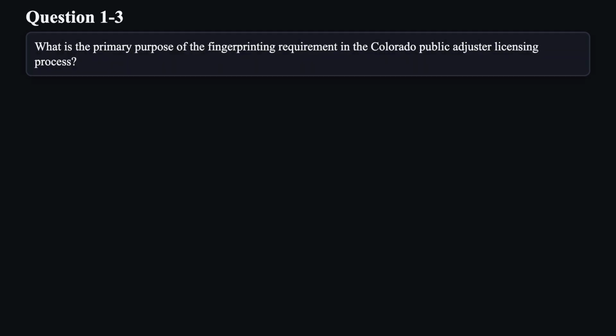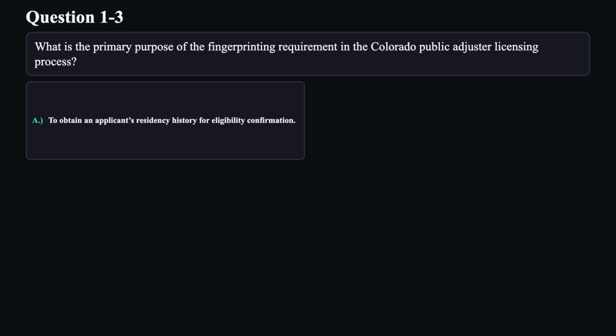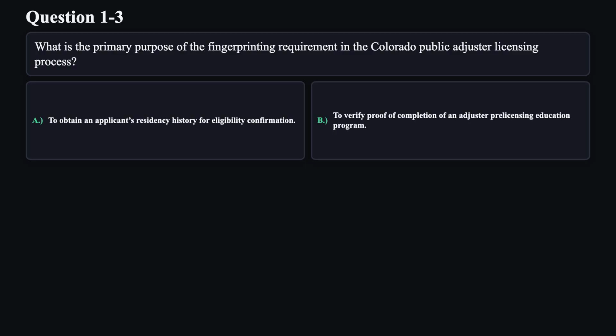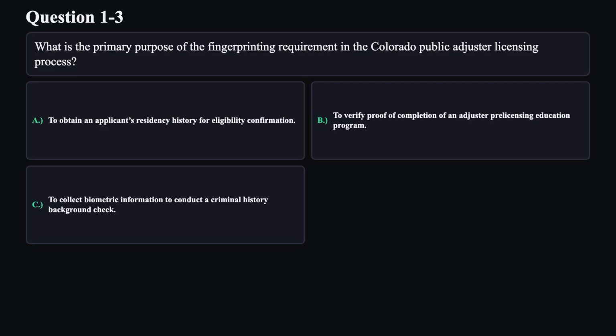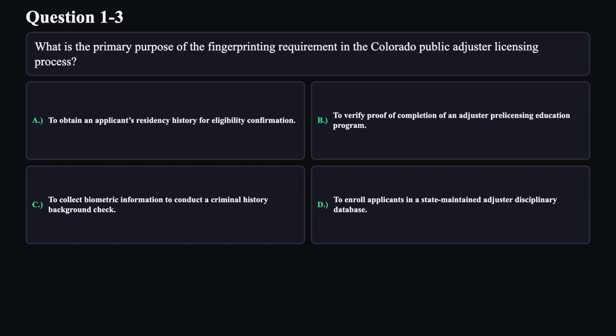Question 3. What is the primary purpose of the fingerprinting requirement in the Colorado Public Adjuster licensing process? A. To obtain an applicant's residency history for eligibility confirmation. B. To verify proof of completion of an adjuster pre-licensing education program. C. To collect biometric information to conduct a criminal history background check. D. To enroll applicants in a state-maintained adjuster disciplinary database.